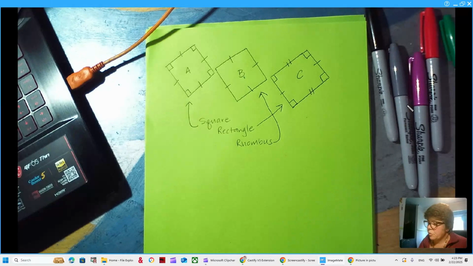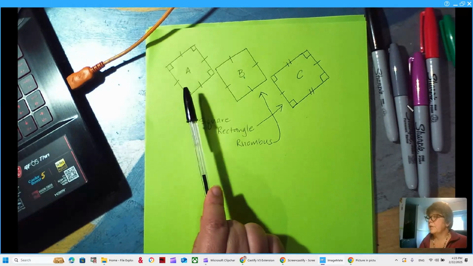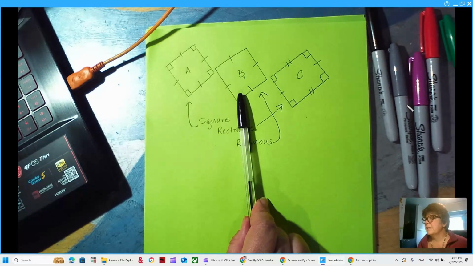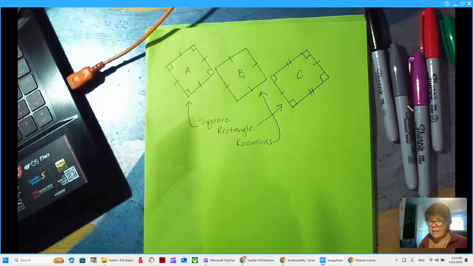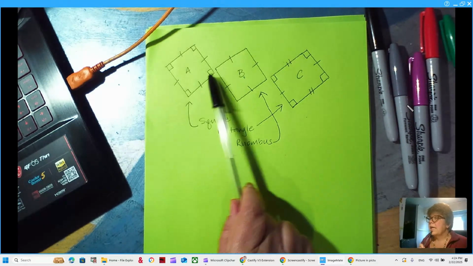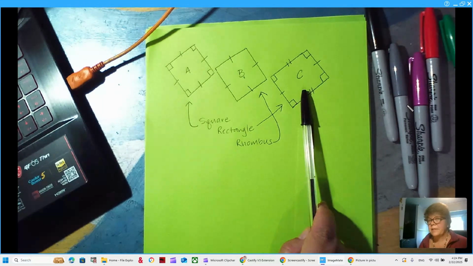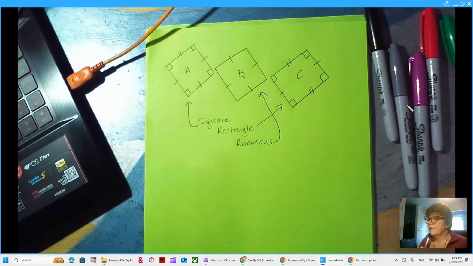And this one is a square because all sides are equal and it has 4 right angles. This quadrilateral is a rhombus because it has 4 sides that are the same length, but doesn't have to have right angles. And this one is a rectangle because it has 4 right angles, but opposite sides that are the same.